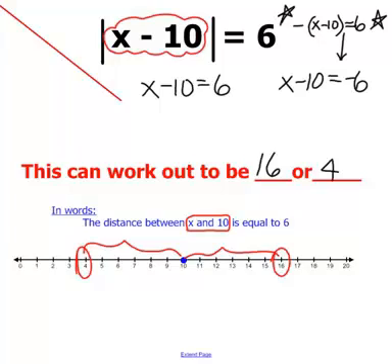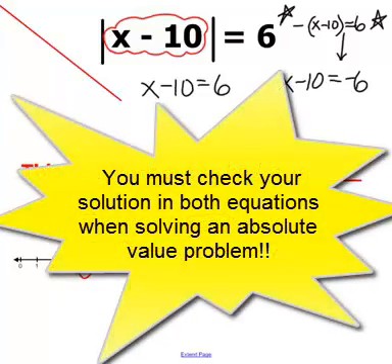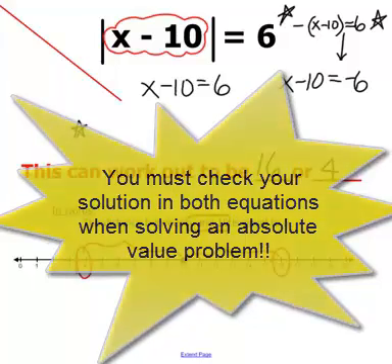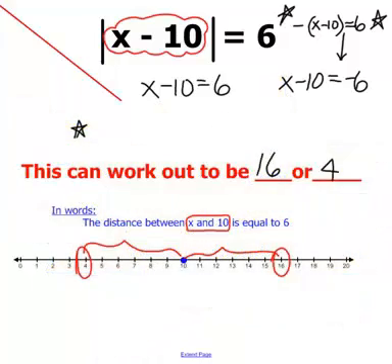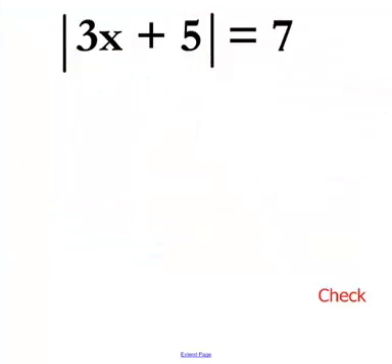So obviously, if I solve those, I get 16 or 4. It is very important. It is actually essential that you check your absolute value equations, and you'll see why in a couple minutes. So if I check the 16, 16 minus 10 equals 6. Yes, the absolute value of 6 is 6. And in this case, I get 4. So 4 minus 10, the absolute value of -6 is 6.